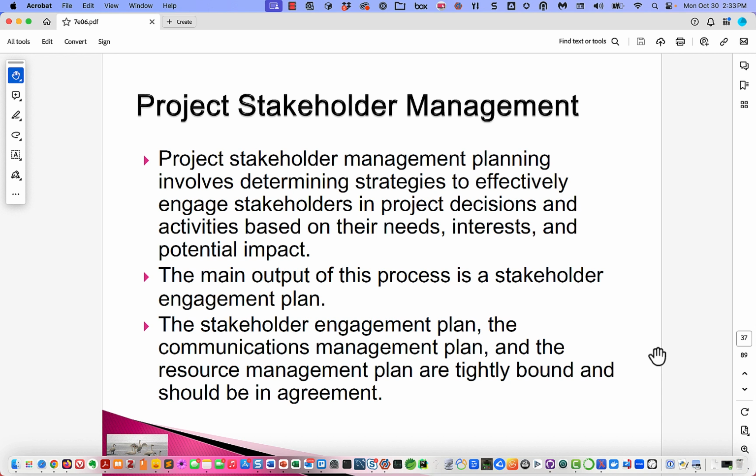So project stakeholder management planning involves determining strategies to effectively engage stakeholders in project decisions and activities based on their needs, interests, and potential impact. The main process is the stakeholder engagement plan. The stakeholder engagement plan, the communications management plan, and the resource management plan are tightly bound and should be in agreement. Well, it's probably true of all your plans that they're fairly tightly bound and they should be in agreement.